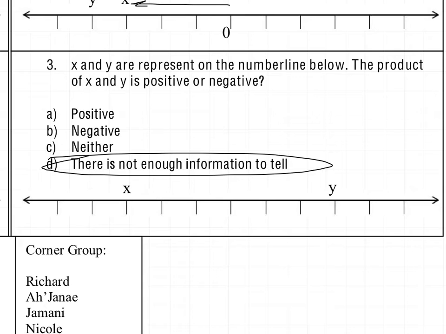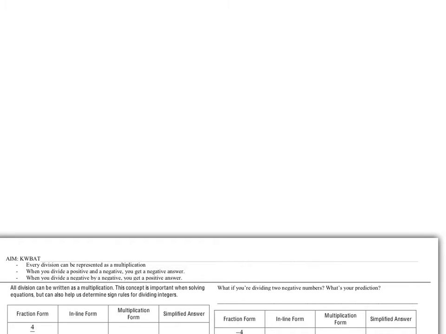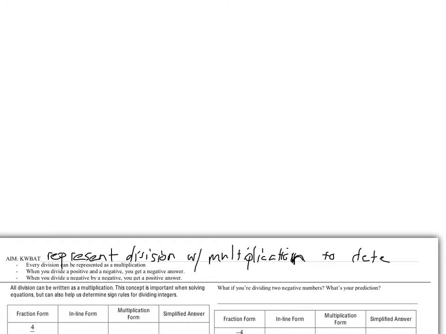All right, let's flip over and look at our aim for today. Today's aim is really kind of two parts. We're going to be able to represent division with multiplication, to determine a division sign rule.